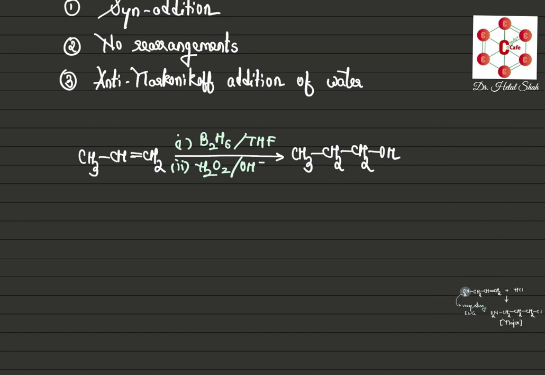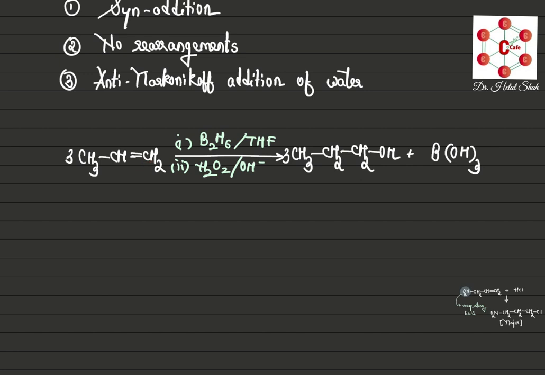All right, and this will be like 3 times. This will be 3 times, and this will be BOH thrice. Now, if you closely observe, hydrogen has been added here, and OH has gone here. All okay? So that's anti-Markovnikov.